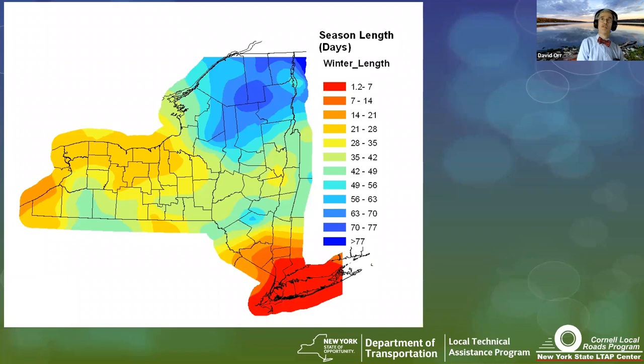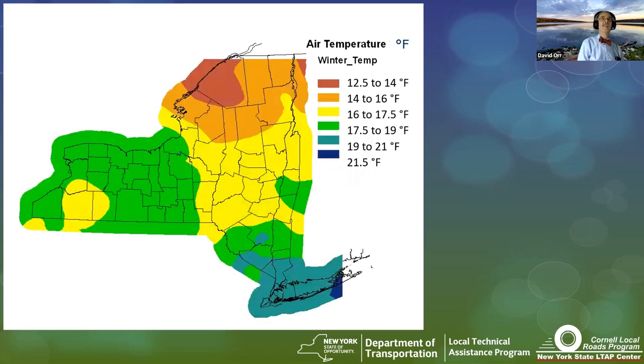It's actually stronger when it's frozen because it's stiff, so it actually lasts longer. Okay. And then the winter temperature varies quite a bit. Downstate on the island, there are parts down near Southampton where the average air temperature is 21 degrees and above. But you get up towards Canada, the temperatures can be down in the 12 to 14 degree Fahrenheit range.